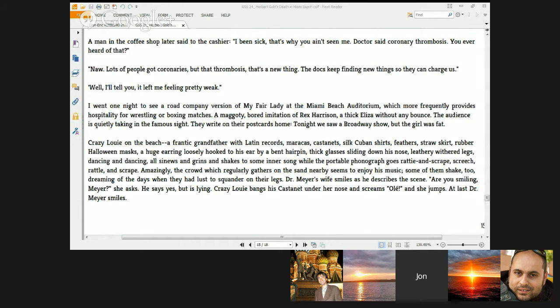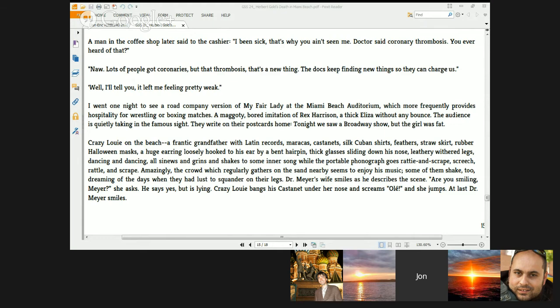It's a road company version, not the Broadway version. That's kind of important. What do you think life is like out there? What do things look like? What is the environment of Miami Beach? Is it like other places? What makes it different? I think the environment is quite tropical. Tourist tropical. The atmosphere is quite light. I would even say ostentatious. Remember that word from the other day? Ostentatious, yes.